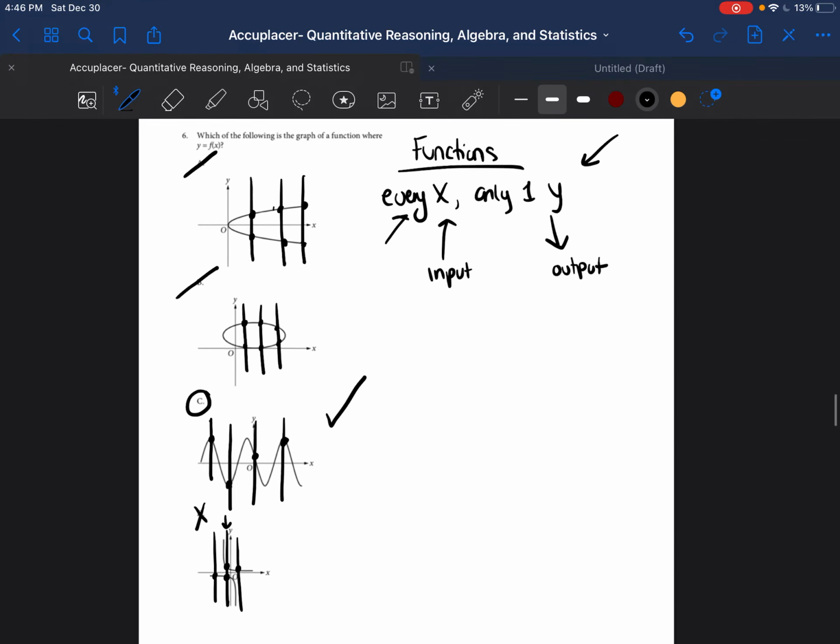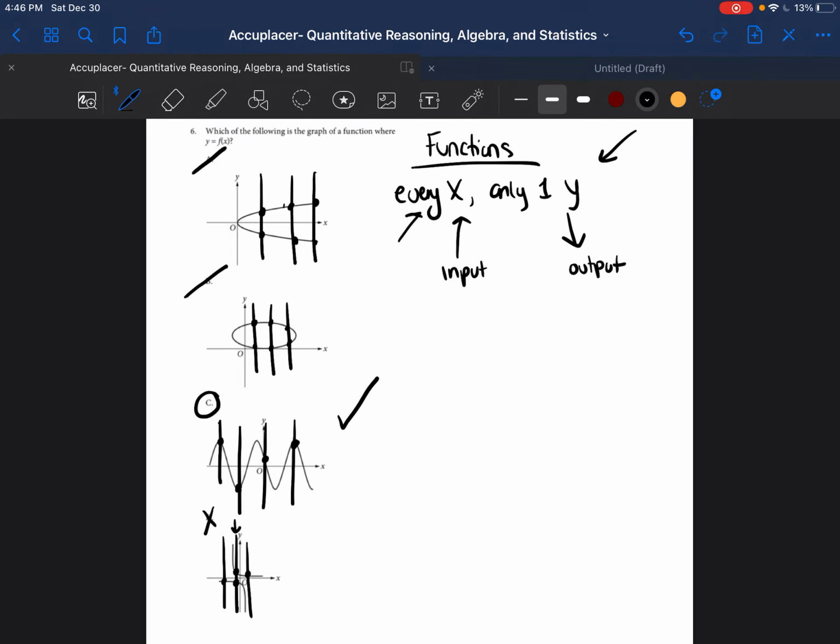So Miss Amber, what do I do when I get a problem like this on my test and we're given a graph and we need to know which one is a function? All you have to do is make a vertical line through the graph, and if there's only 1 point on the graph that it goes through, then it can be a function. But if at any point there are 2 points on each vertical line, then it does not satisfy the main rule of the function, which says for every x, there's only one y.